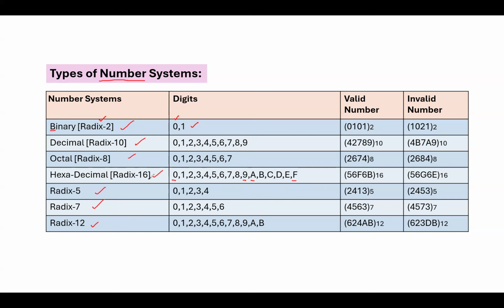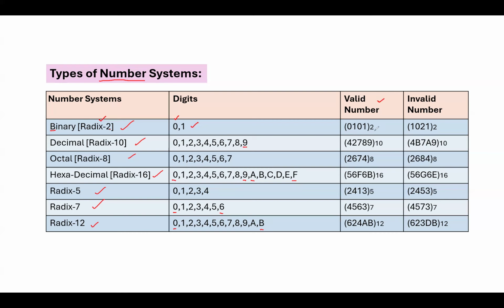So radix is 16. In the same way, suppose we take the digits only from 0 to 4, that number system we call the radix 5 number system. Suppose the digits are taken only from 0 to 6, then we call it the radix 7 number system. Similarly, 0 to B means 0 to 9, A equal to 10, B is 11. This type of number system is the radix 12 number system.